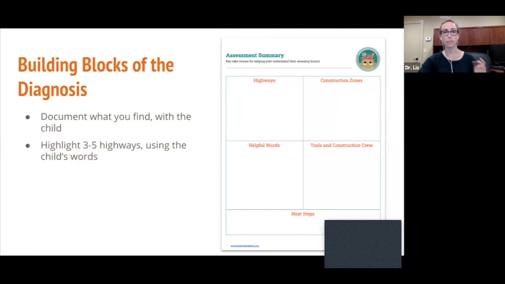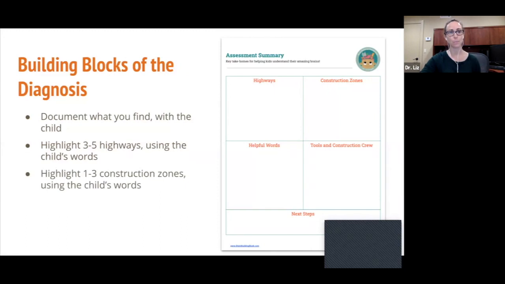And so the building blocks are there, and now what I want to do is highlight 3 to 5 highways. Again, trying to use the child's words so that it's part of their memory of what we worked on together. I'm going to highlight 1 to 3 construction zones, again, using the child's words. And you'll notice that there's fewer of these than the highways. I'm still not overwhelming them, but I want to make sure that this list is visually balanced.